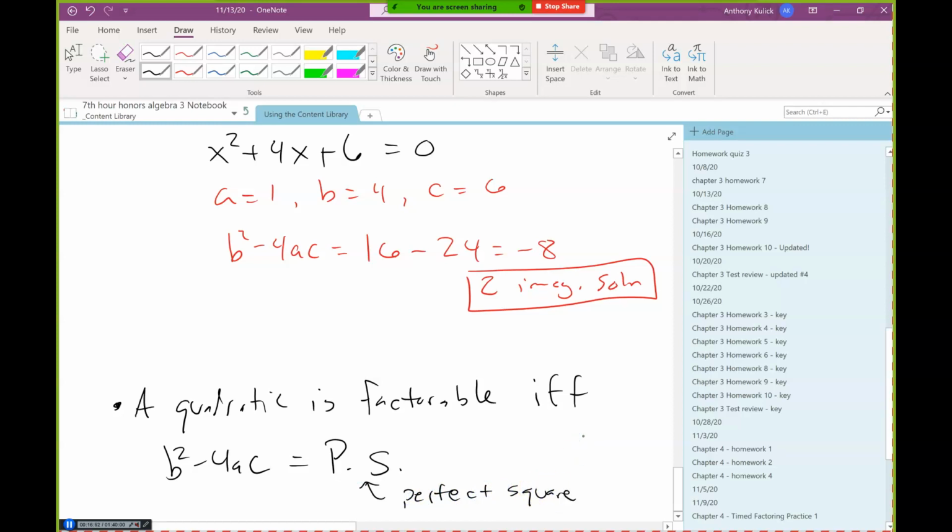So what's an example of a perfect square? I hear people mumbling, but I can't actually hear them. 9, excellent. 9's a perfect square because it's 3 squared. What's another one? 25. 16, excellent. What? 4, perfect. Seems like you got it.